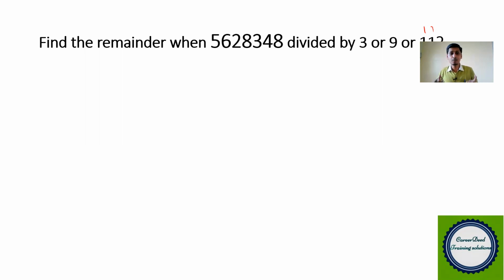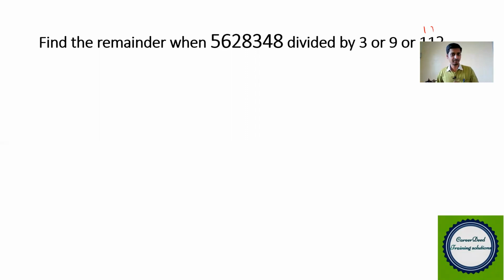Now, how can you check whether a number is divisible by 3 or not? See, to find whether a number is divisible by 3 or not, what we can do? You have to add all the digits in the number. So you have 5 plus 6 plus 2 plus 8 plus 3 plus 4 plus 8. When you add all these numbers, what is the sum? You get 36. So 36 is divisible by 3. So definitely 5628348 is also divisible by 3, right?